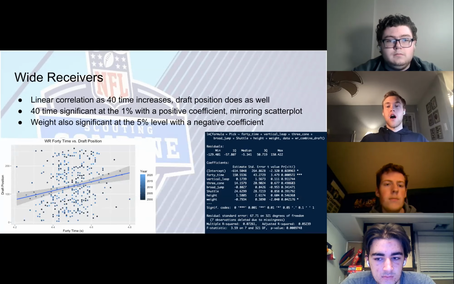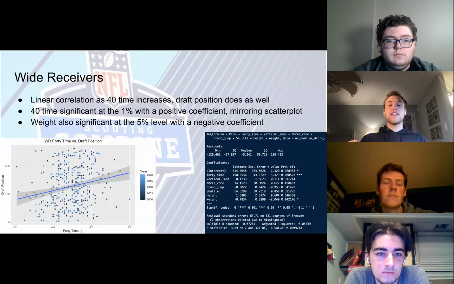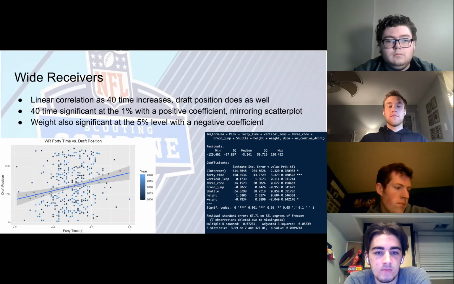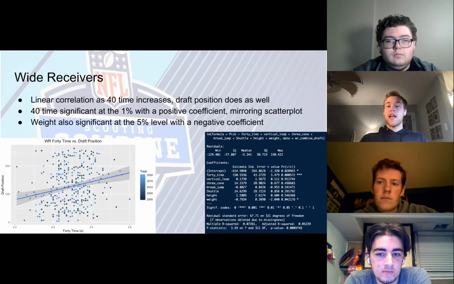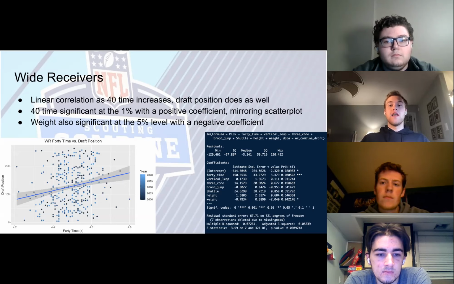We're going to start with wide receivers. In this plot on the bottom left, you can see there's a linear correlation where as your 40 time increases, your draft position also increases, which makes sense. Teams don't want guys who are slower, so they're going to be drafted later. After looking at this visualization and a couple others, I ran a model with all these drills on pick, and I found that the 40 time was significant at the 1% level with a positive coefficient, mirroring what was seen in the scatter plot. So as 40 time goes up, draft position goes up. And weight was also significant at the 5% level, but this had a negative coefficient.